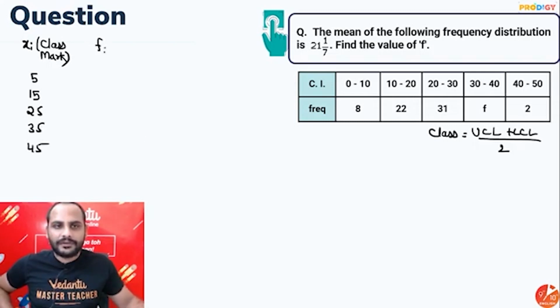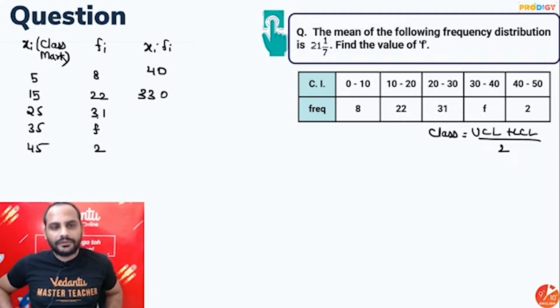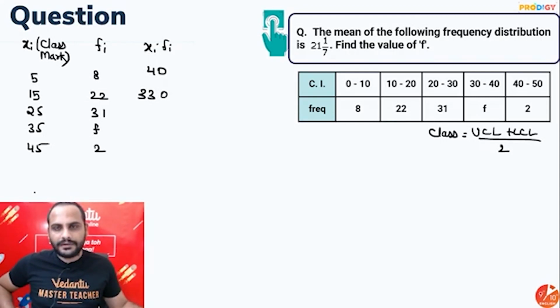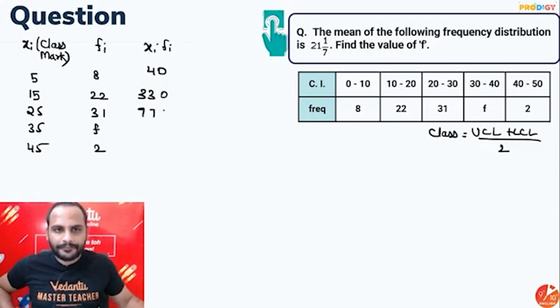Here frequency values, guys, you have, what is the frequency value? 8, 22, 31, f and 2. So find out xi into fi. 5 8s are 40, 15 into 22 will be equal to 30 into 11, 330. 25 into 31, so 25 into 30 will be 750, and 750 plus 25 is 775. This is 35f. 45 into 2 is 90.